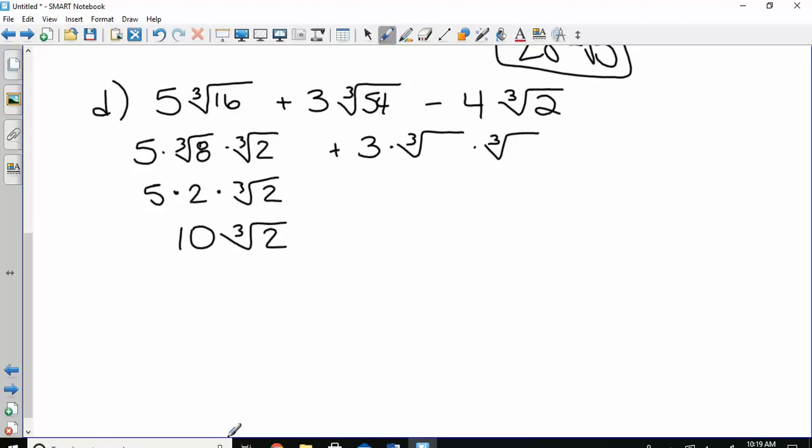54. Look at your cubes. Is it divisible by any of these numbers? 27. Okay, the cube root of 27 is 3. Multiply with the 3 that's already there. 3 times 3 will give me a 9. Cube root of 2.